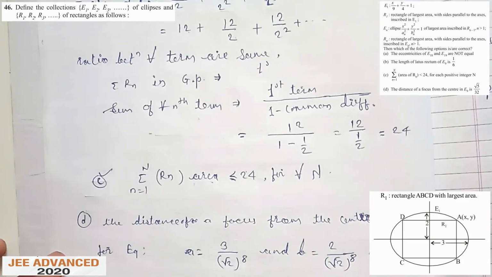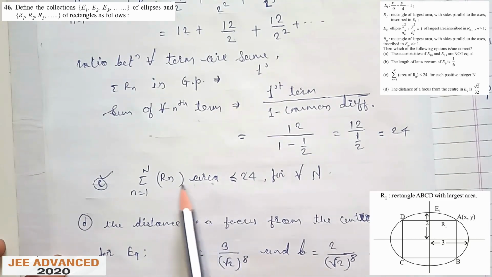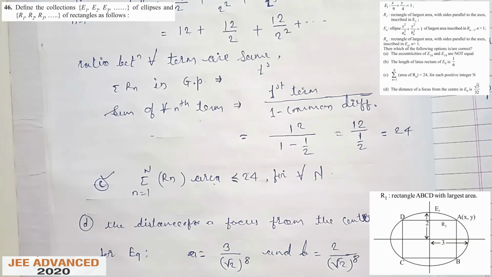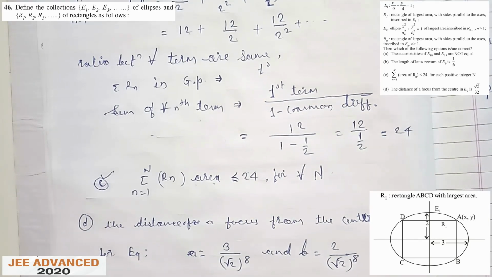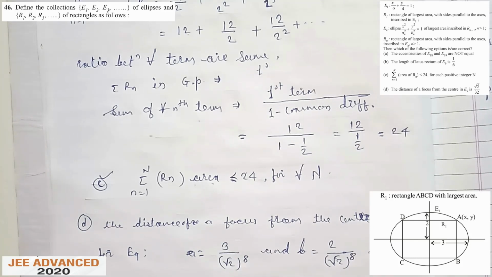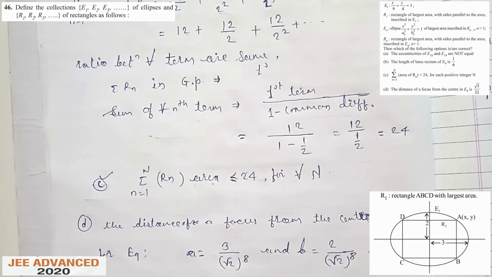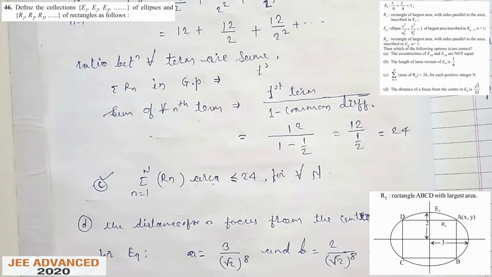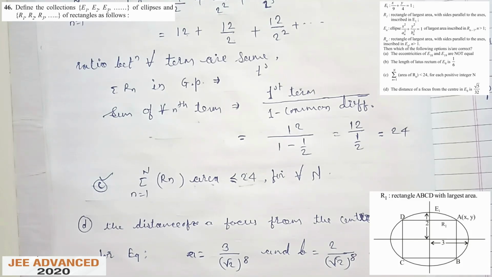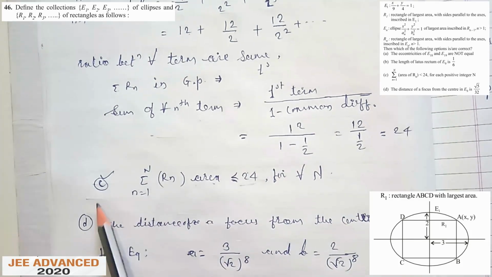So option number C says that the area of all rectangles is smaller than 24. That means the sum of all rectangles R1, R2 till Rn is 24. If we take the sum of n minus 1 rectangles, it is coming smaller than 24. N minus 2 rectangles, it is coming smaller than 24. So the sum of n minus any number of rectangles is coming smaller than 24. So option number C is correct.